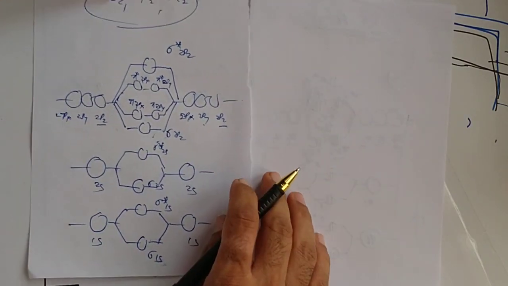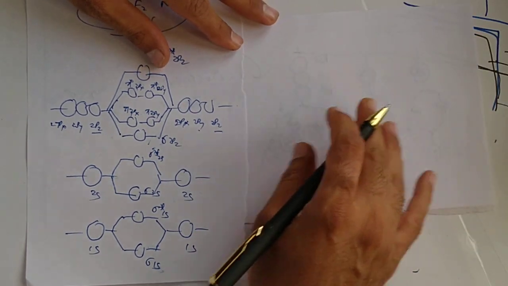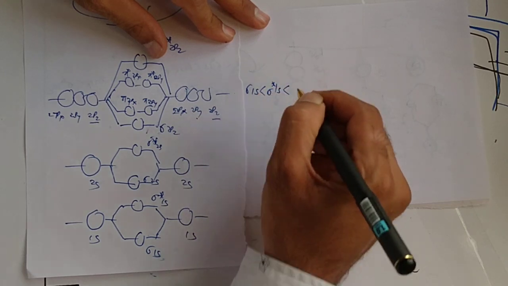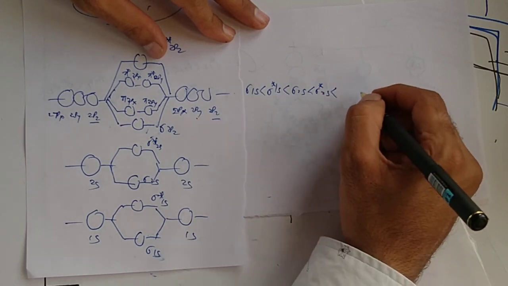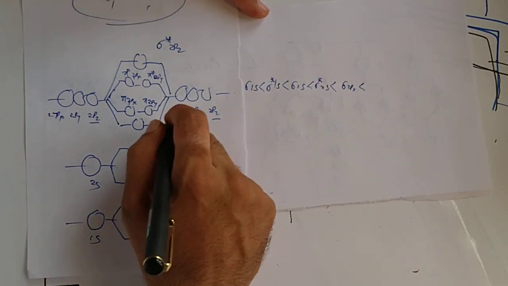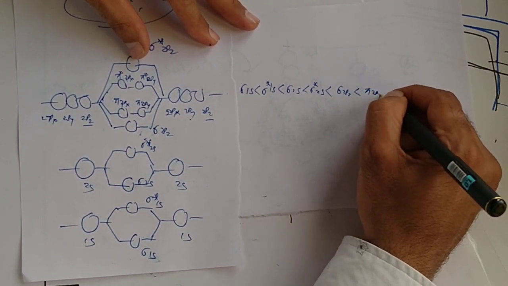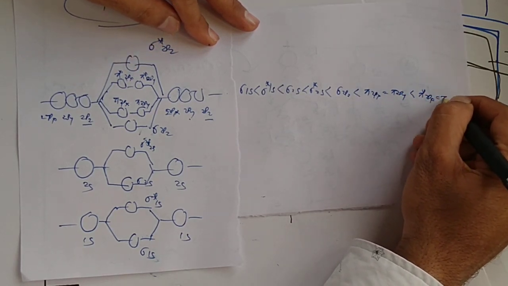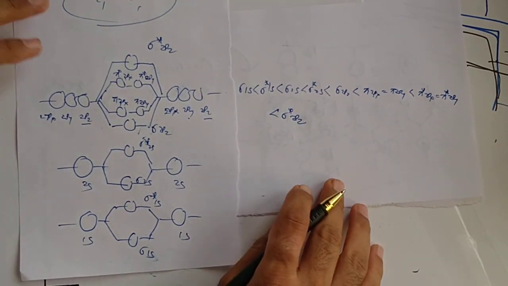And now the order for this energy level. It's like this. Starting from here, sigma 1s, sigma star 1s, sigma 2s, sigma star 2s, then sigma 2pz, then after that pi 2px equal to pi 2py, then pi star 2px equal to pi star 2py, and sigma star 2pz.